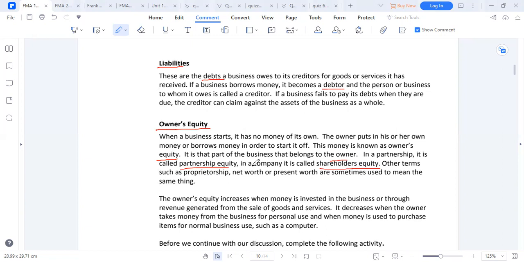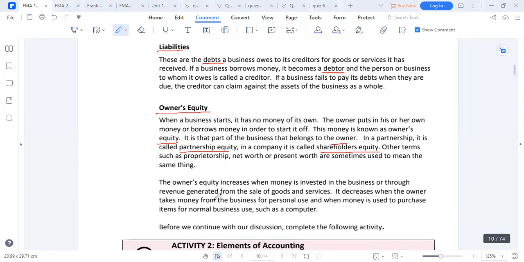Owner's equity will usually increase when money is invested in a business, or through revenue generated from the sale of goods and services. It decreases when the owner takes money from the business for personal use. So whenever money from the business is used for personal use, we are reducing our capital. This is called a drawing.